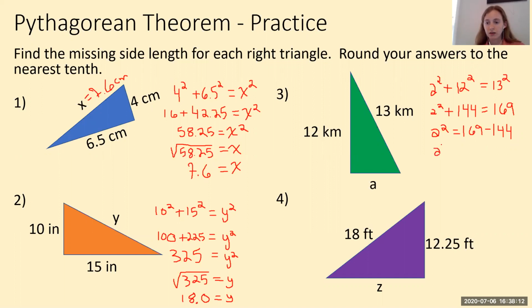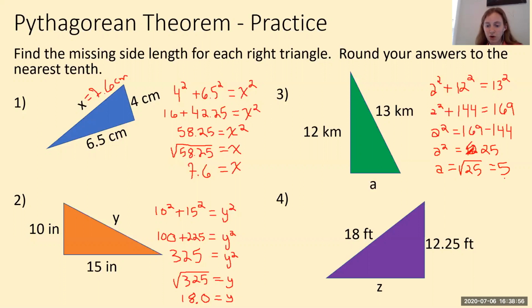So we get A squared is equal to 125, no, not 125, just 25. And so my final step is the same thing, to take that square root of 25, which is 5. So we've discovered that A is equal to 5 kilometers. And we don't need to worry about doing any rounding here because we didn't have any decimal places. Okay, on to number 4.